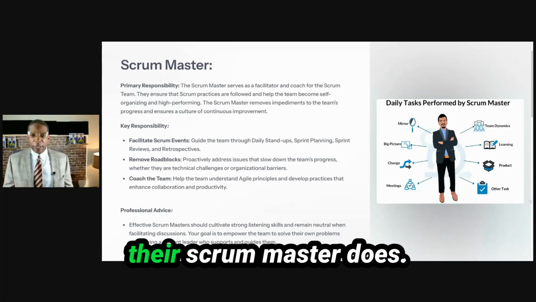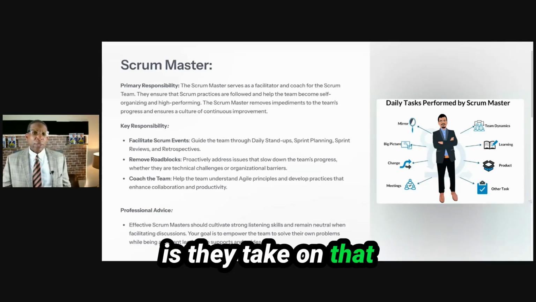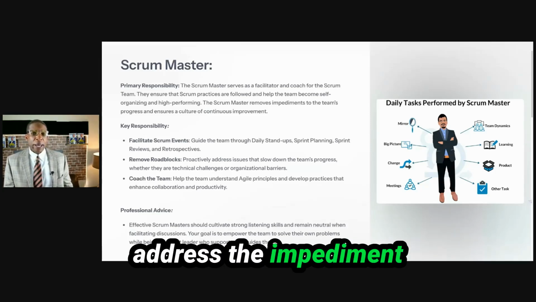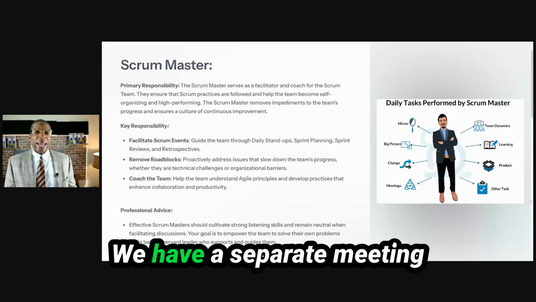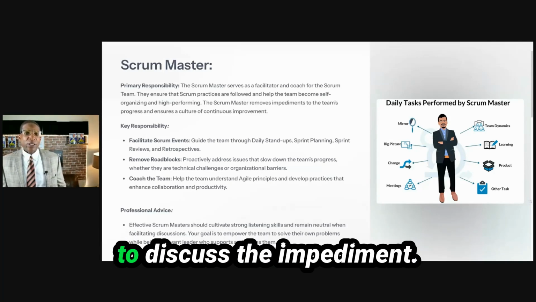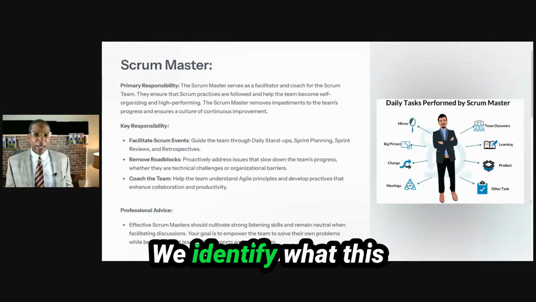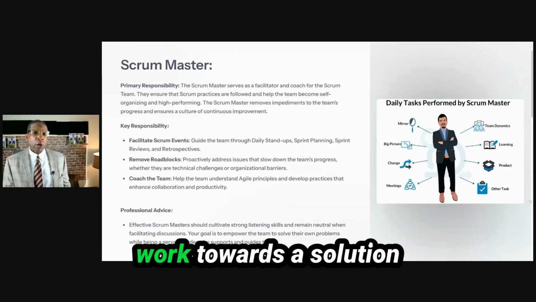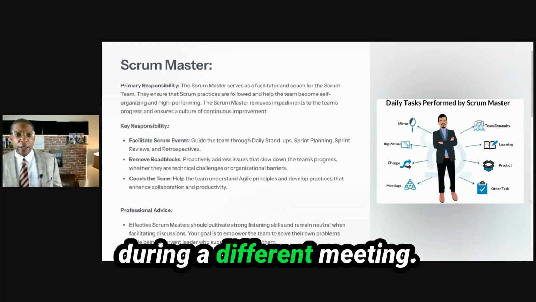And so what that Scrum Master does is they take on that impediment, but we do not address the impediment in the daily stand-up. We have a separate meeting to discuss the impediment. We identify what the impediment is, but we work towards a solution during a different meeting.